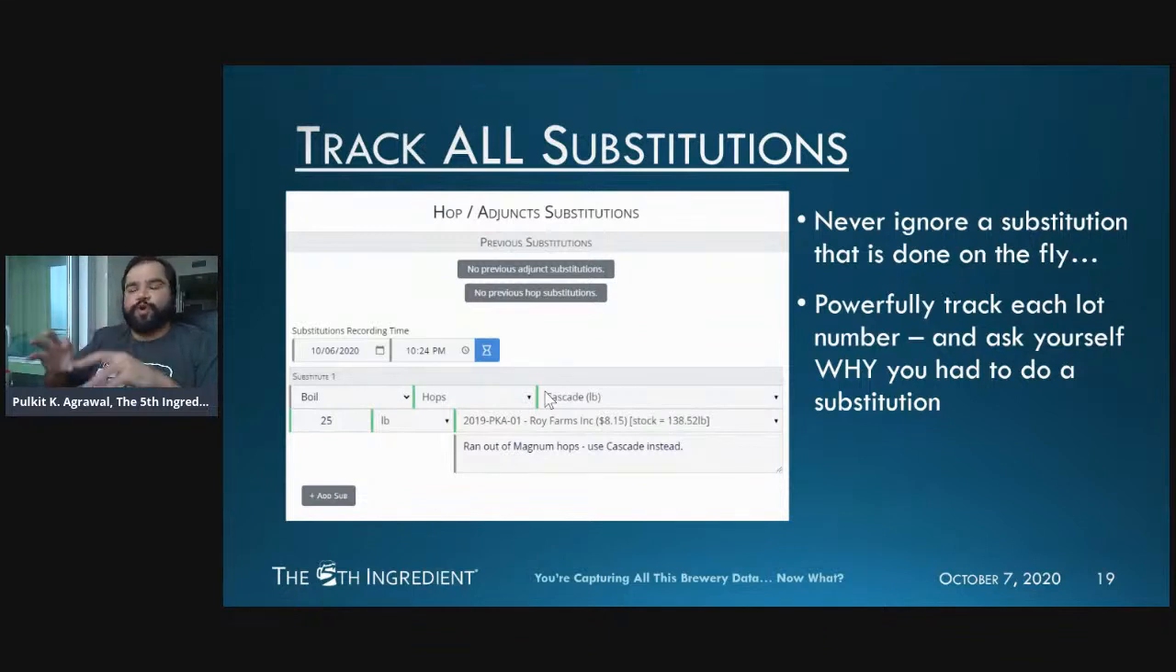And this becomes super critical because most of us, again, when we're taking data, we may just write down, hey, I substituted Cascade hops and Magnum hops, right? Or back and forth with Munich or Pilsen malt, etc. But the real question becomes why? Was it because somebody forgot to order that ingredient and order that malt or hops? Was it because you ran out? Was it because, you know, the mash that day was just not cooperating?